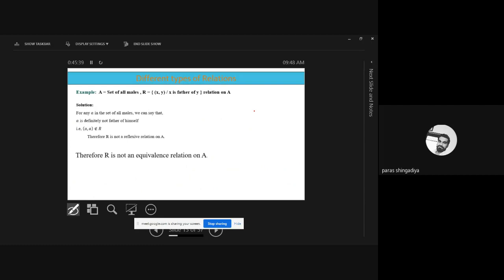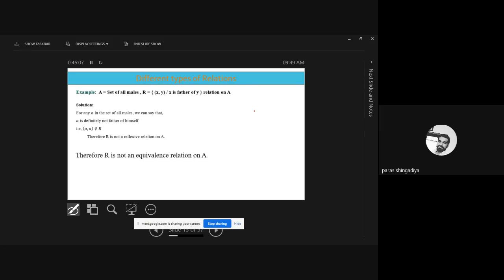Now that we already discussed in this symmetric form. A is the set of all males, where R is (x, y), x is the father of y, is a relation on A. To check whether it is an equivalence relation or not. Reflexive नहीं होगा, clear? It is not reflexive, because for all males we can say that A is definitely not the father of himself, meaning A is not the father of A, clear?